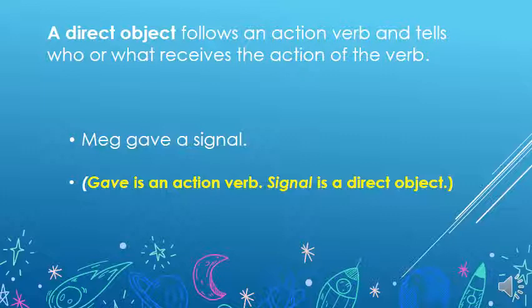So here the example is: Meg gave a signal. What or who receives the action? What did she give? She gave a signal. So signal here is a direct object. Okay. Gave is an action verb first. This is an action verb, and signal is a direct object.